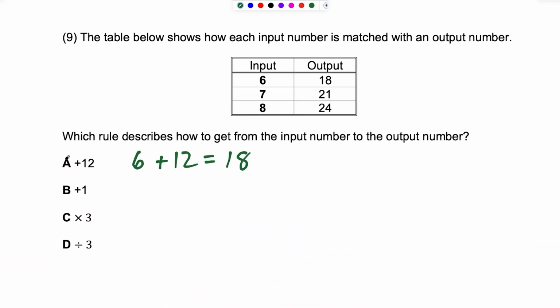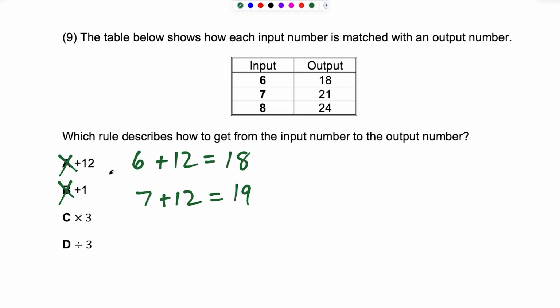But choosing choice A is a very dangerous bear trap, okay? A is no good because if you were to try this rule for the second value here, 7 plus 12, if we add these two, we get 19, which does not match the number to the right here. So this one is not going to work. Choice B is no good because this is just saying how do we get from one input to the next input. If we just go plus 1, that just brings us from 6 to 7, and then plus 1 brings us to 8. So B is out because we're going from the input to the output.